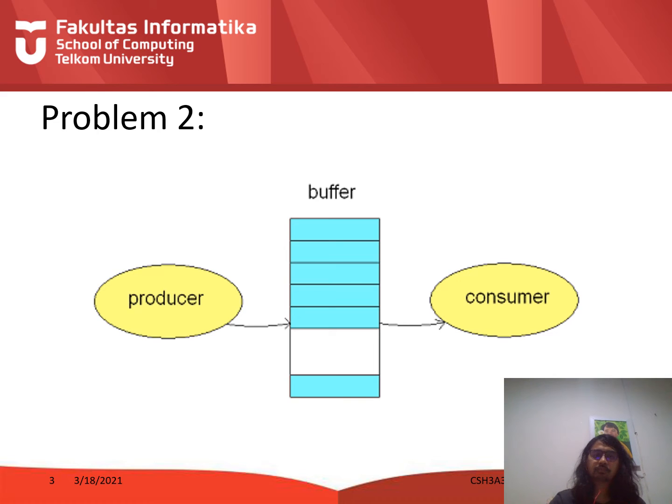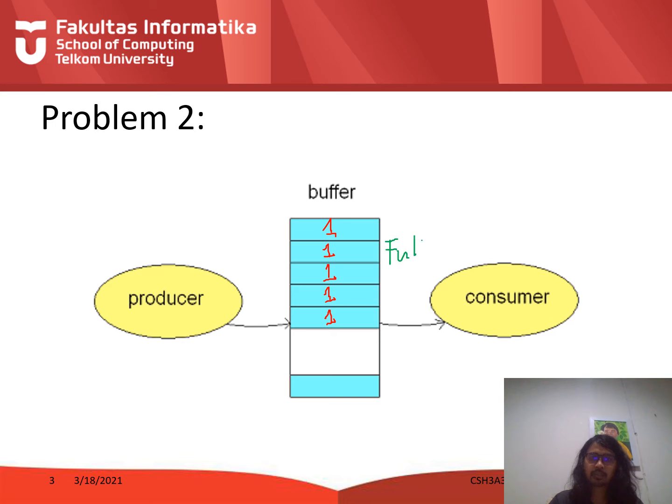So what is problem 2? Here we are talking about the producer. For example, we have 1, 2, 3, 4, 5 empty spaces in the buffer, and the producer produces 5 times. It then fills the buffer 5 times. 1, 2, 3, 4, 5. Now the buffer is full.